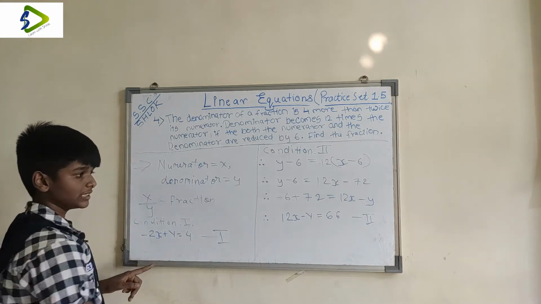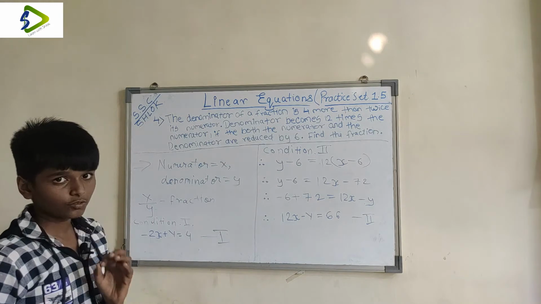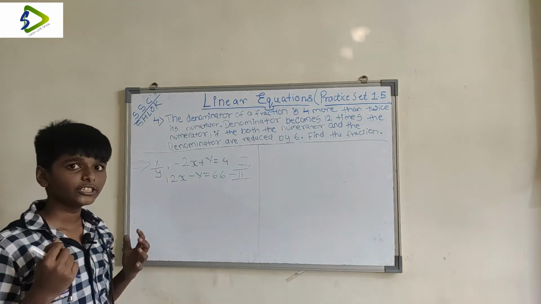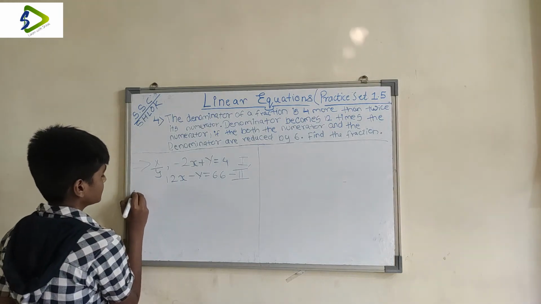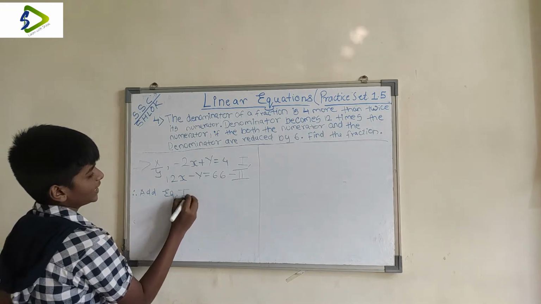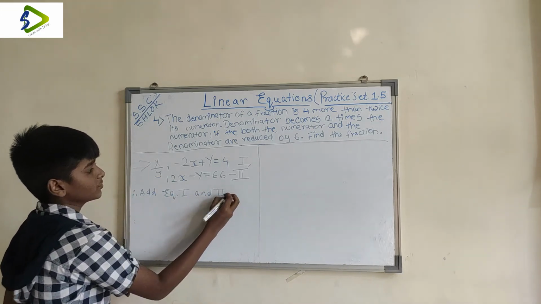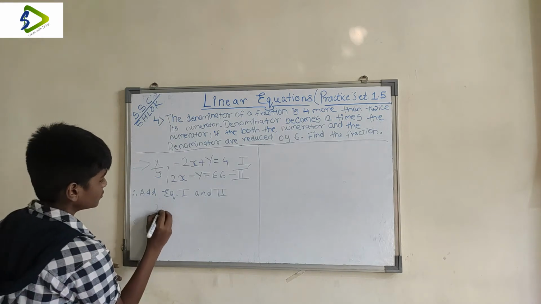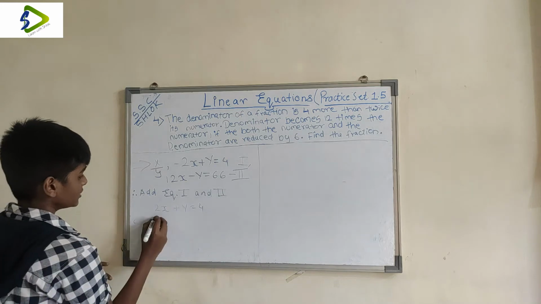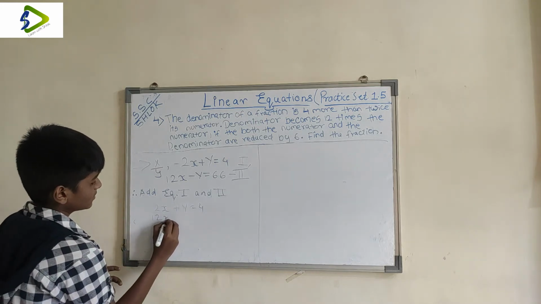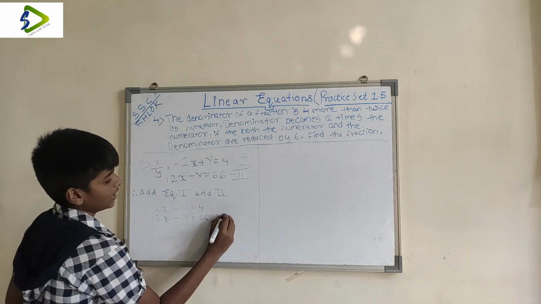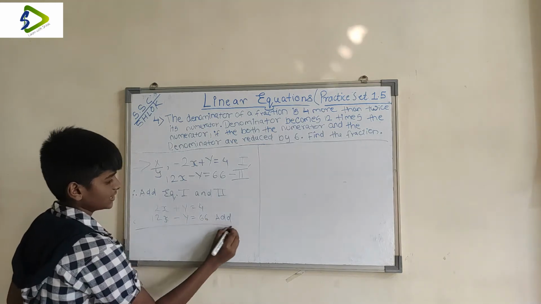So that is the first equation and this is the second equation. Now we can add these both. Minus y and plus y, when added, we get 0y, that is, they cancel. So let's add equation 1 and 2. Equation 1 is minus 2x plus y is equal to 4, and the second equation is 12x minus y is equal to 66. Let's add these equations.